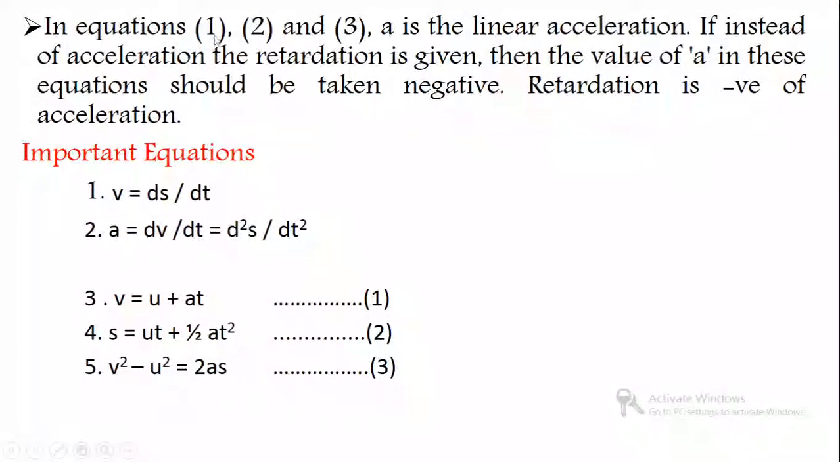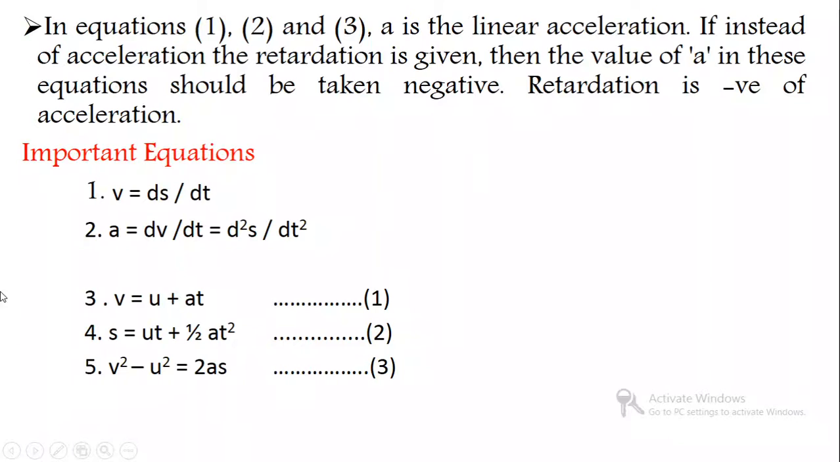In equations 1, 2 and 3, a is the linear acceleration. Okay, linear acceleration is the positive acceleration. If instead of acceleration the retardation is given, the value of a in this equation should be taken as negative. Suppose the value is given as retardation, that means negative acceleration or deceleration. In that case a is taken with the negative sign; the retardation is the negative of the acceleration.